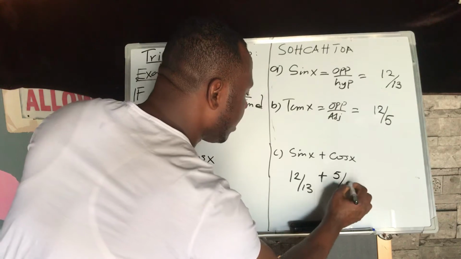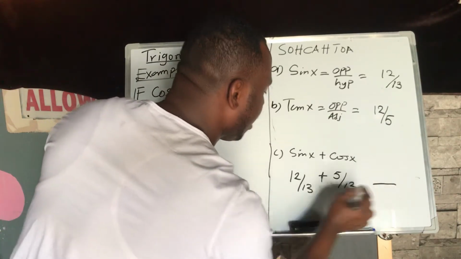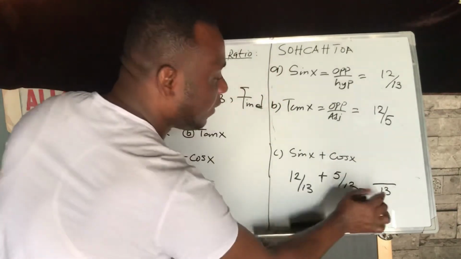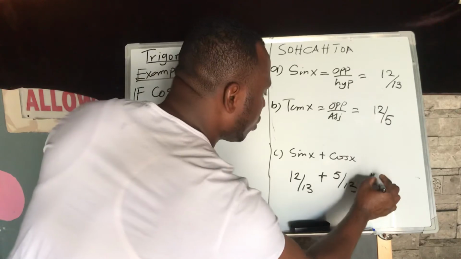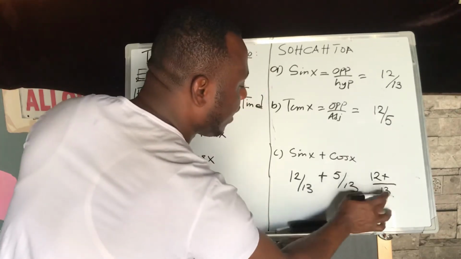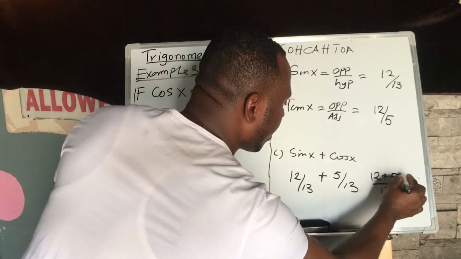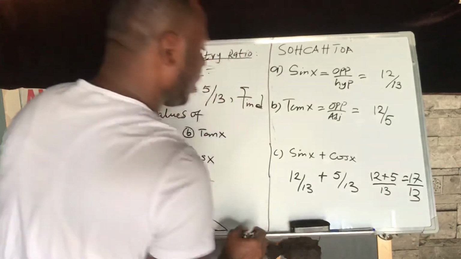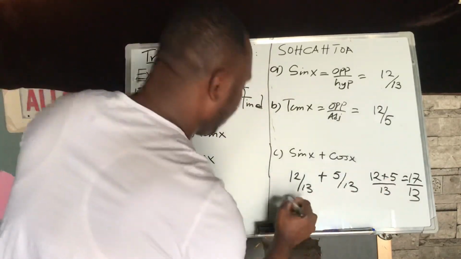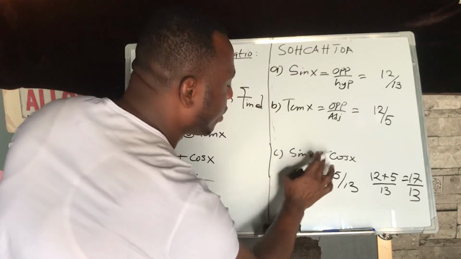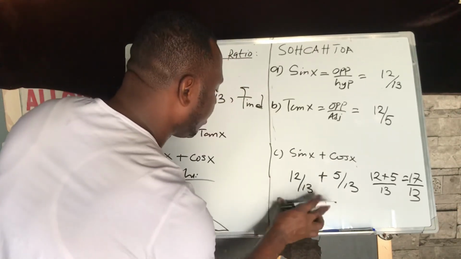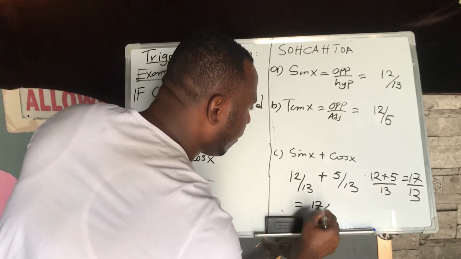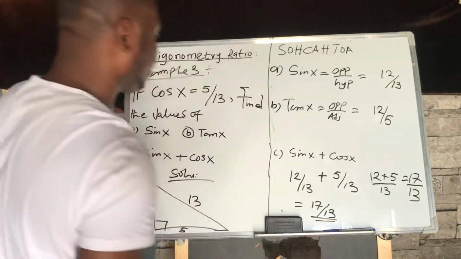So we find the LCM between 13 and 13, which is 13. 13 divided by 13 is 1, times 12. 13 divided by 13 is 1, times 5, 5. So this is equal to 12 plus 5, which is 17 over 13. And that is c: sin x plus cos x is going to give you 17 all over 13. And that is the answer.